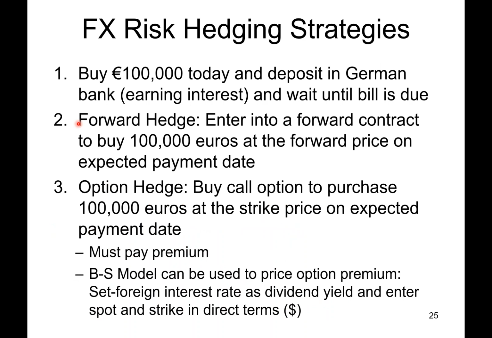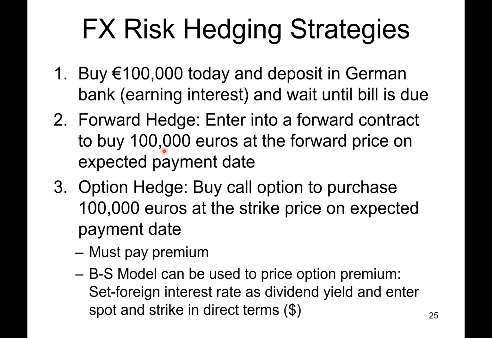Now, how could Ingersoll Rand hedge this position? Well, they could have something we call a cash hedge. They could have just put 100,000 euros in a bank today in Germany, earn some interest, and wait until the bill's due. That's one way to do it. Actually, even more genius is they can just, if the interest rate is about 1% in Germany, put say 99,000 euros in an account. That'll be worth about 100,000 euros next year, and when the bill is due, they'll just deliver it and get their machine.